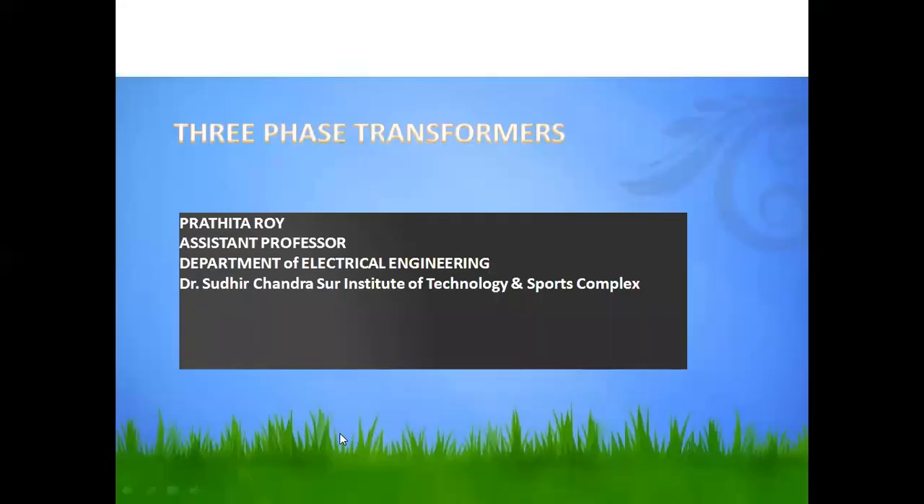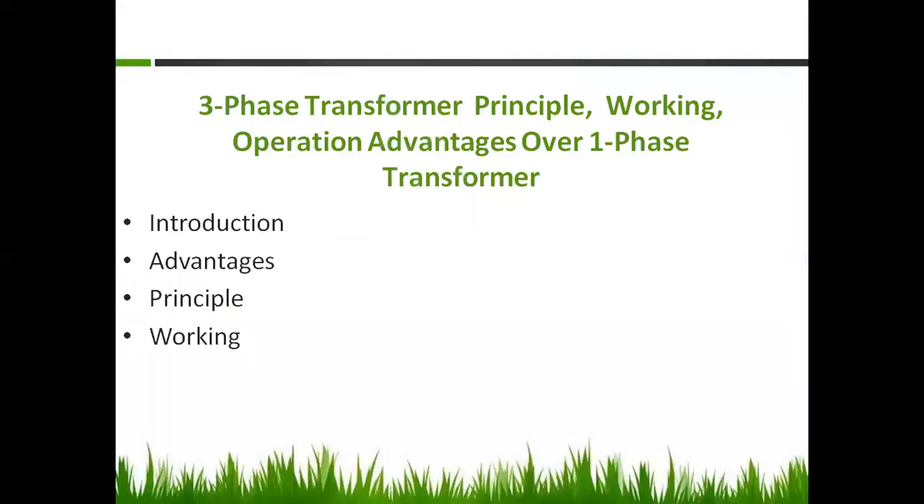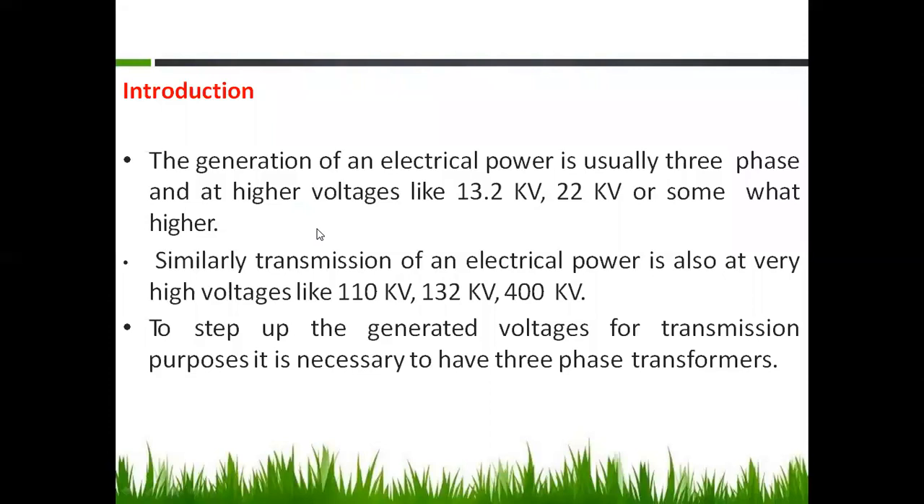So another part is the three-phase transformer. We will cover the introduction, advantages, principle, and working of a three-phase transformer. The generation of electrical power is usually three-phase and at high voltage like 13.2 kilovolt, 22 kilovolt, or some higher range. Similarly, transmission of electric power is also at very high voltages like 110 kilovolt, 132 kilovolt, 400 kilovolt. To step up the generated voltages for transmission purposes, it is necessary to have three-phase transformers.